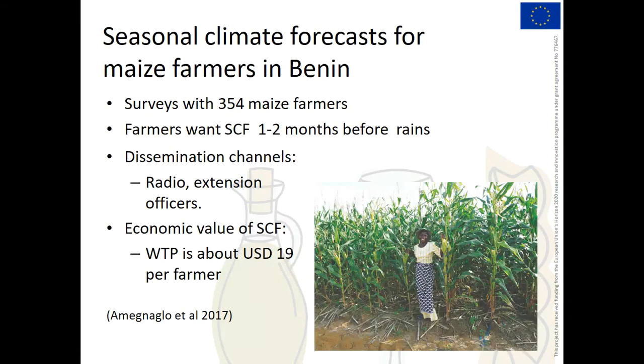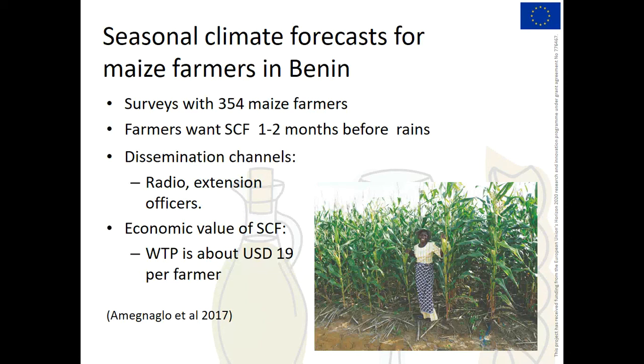So this is a really great case study of the economic value of seasonal climate forecasts for maize farmers in Benin, in West Africa. And here a team of researchers from universities in Benin and Ghana spoke with maize farmers, 354 maize farmers. They did surveys with them, and they asked them what type of seasonal climate forecasts the farmers wanted, how they wanted to receive the information, and critically, how much they'd be willing to pay for it.